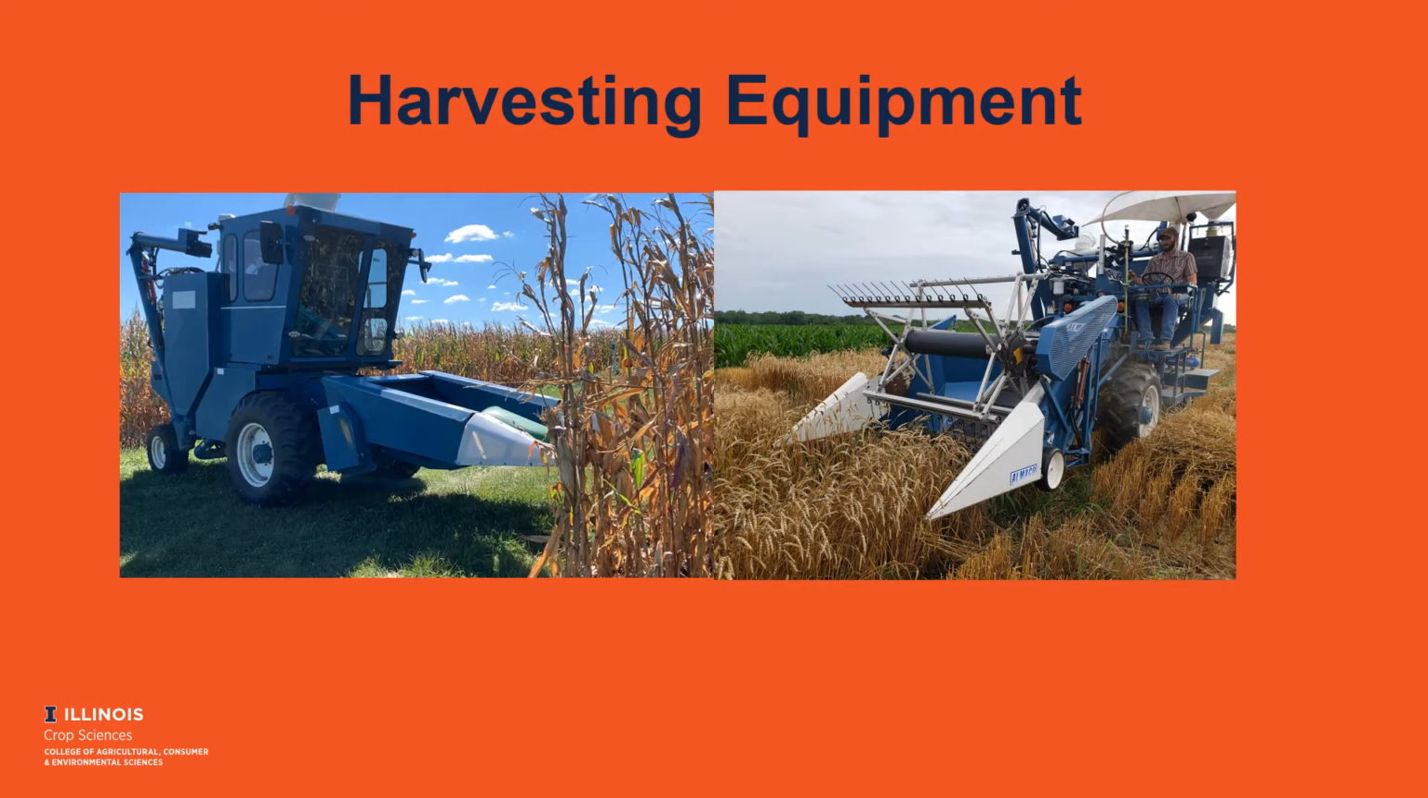For harvest, we have 2 different types of Almaco combines. We have these 40s and then this 20. With the corn and soybean trials, we just harvest the inner 2 rows, which allows us to avoid the competition from the outer 2 rows. And then with the wheat and hemp, we harvest the entire plot, but we cut alleyways in there.